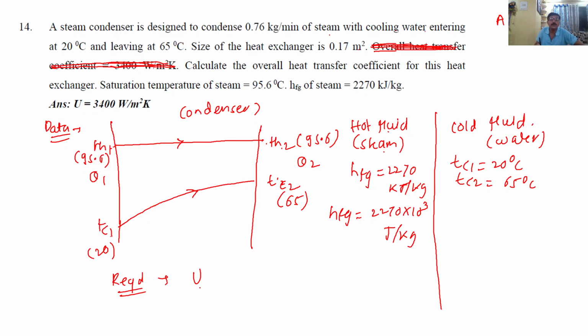And what is asked of you? Overall heat transfer coefficient. So again check which approach we can use. All temperatures are known to you, so we can use the LMTD approach. If 3 or 4 temperatures are given, use the LMTD approach. If only 2 temperatures are given, use the NTU or effectiveness approach. Okay, so we'll go for the solution.